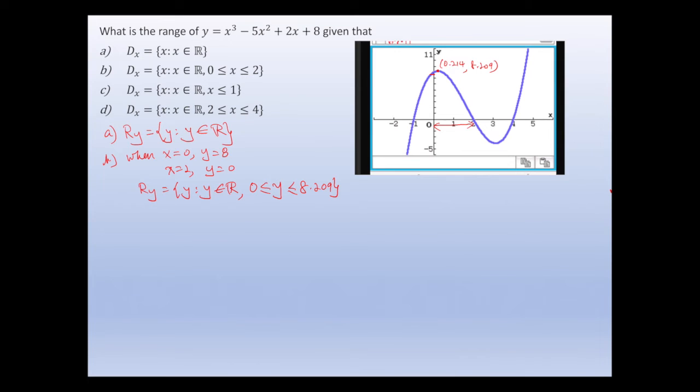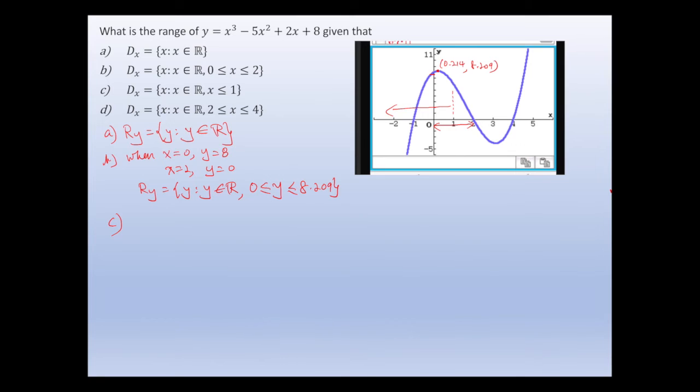Alright, so we have to look at whether there's a maximum in that domain that we're looking for. So we know that the maximum falls within that domain, therefore the range is from 0 to the maximum. Now what about part C? Pause the video for a while and see if you can work it out.